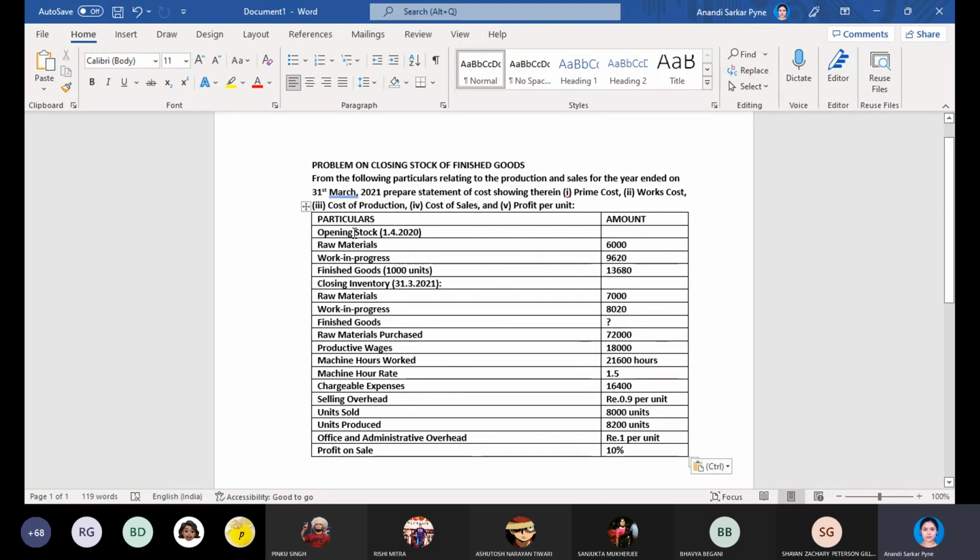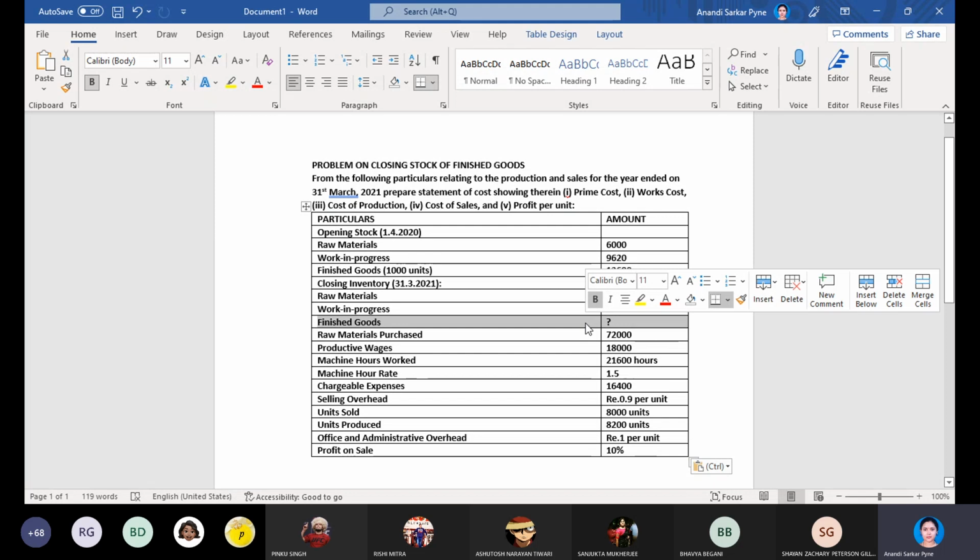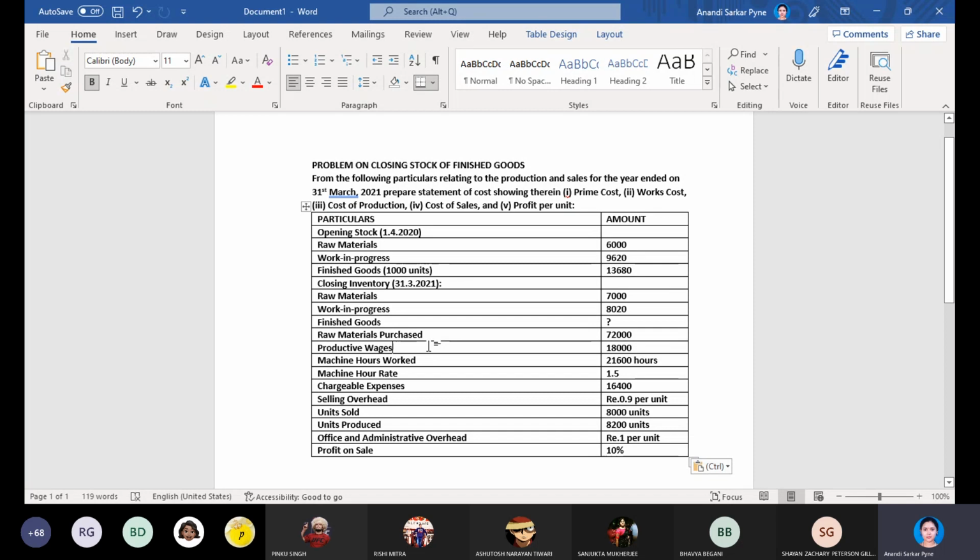We have opening stock of raw material, work in progress, and finished goods. Finished goods units is mentioned. There is closing inventory of raw material, work in progress, and finished goods, but the finished goods amount is not mentioned. So this one we need to find out. We have raw material purchased, productive wages, machine hours worked, and machine hour rate.